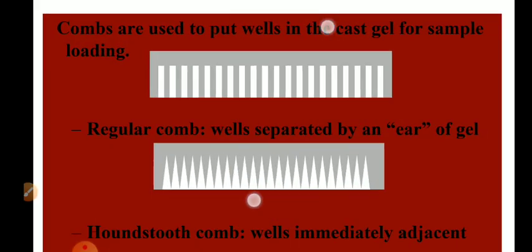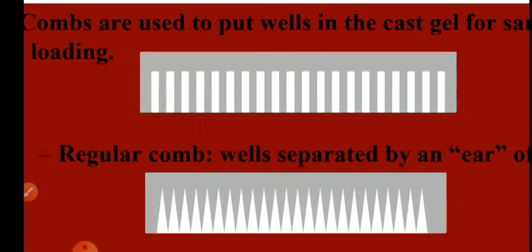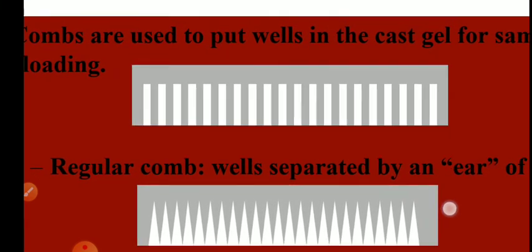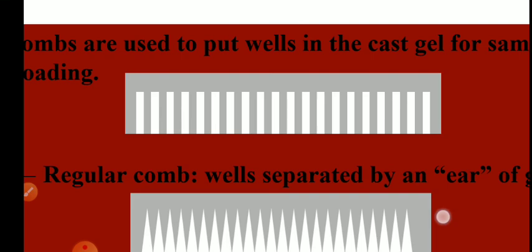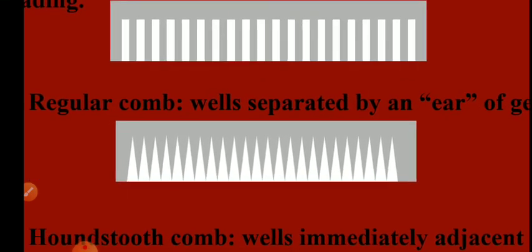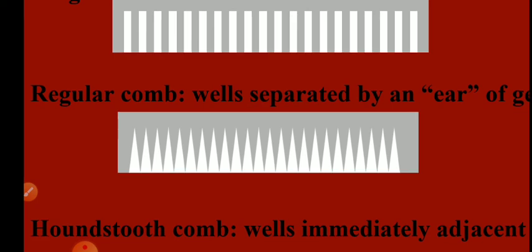Now, if you want to load your sample in the gel, where are you going to load it? To load your sample, you have to make wells in your gel, and combs are generally used to cast wells in the gel. A well is a kind of cavity, a rectangular cavity. It depends upon how your gel comb is.